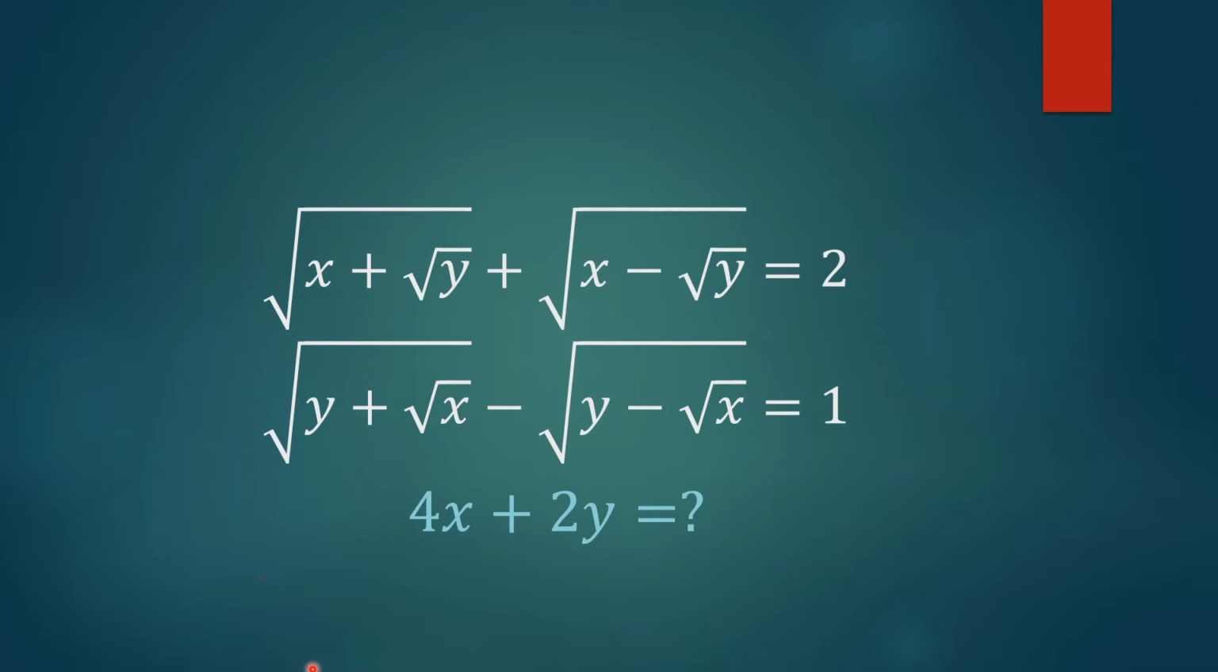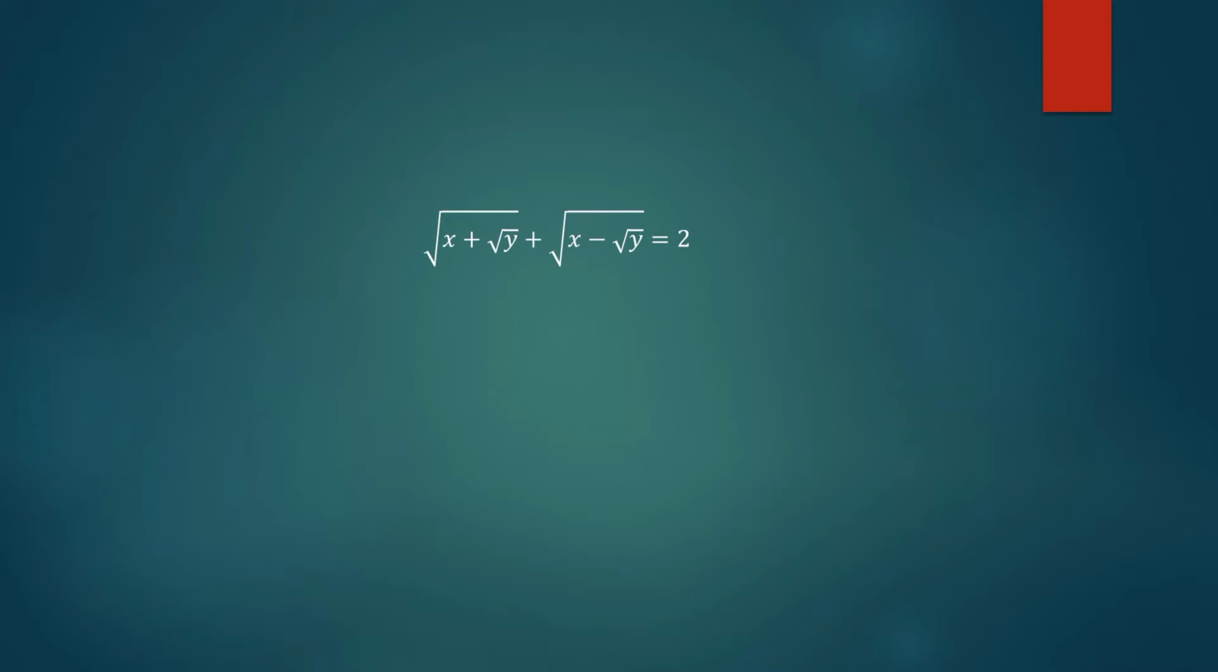Okay, so we have here two different equations, and we've been asked to find the value of 4x plus 2y. So we first start by simplifying the first equation here. So the first approach is to square both sides. So squaring both sides, we have this.